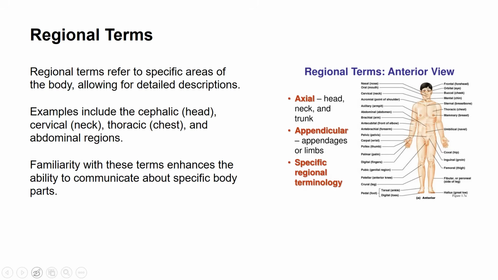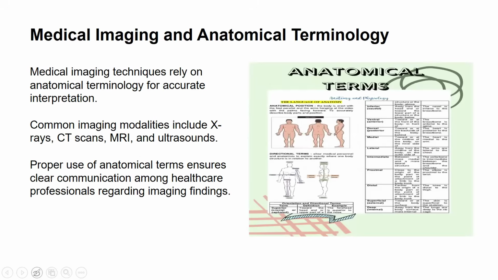So for the axial, we have cephalic, cervical, and thorax, which are all under axial. And then we have appendicular, which comprises appendages or limbs. Familiarity with these terms enhances the ability to communicate about specific body parts.